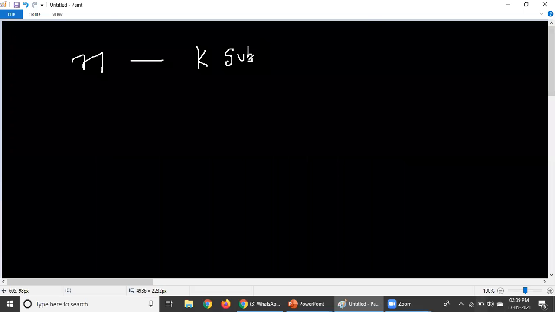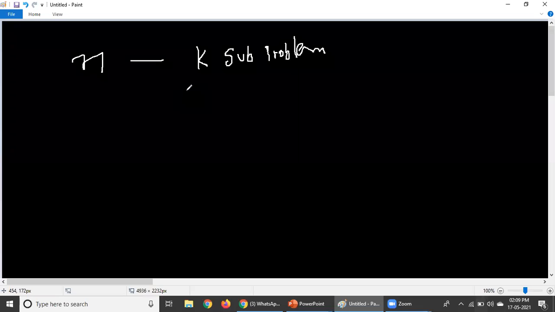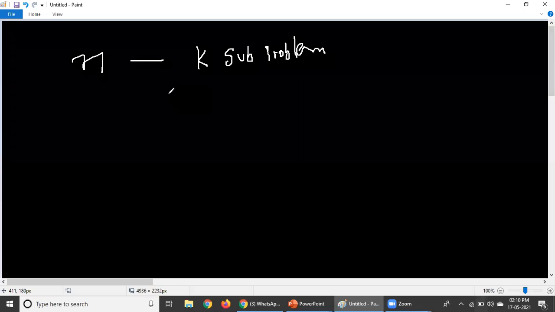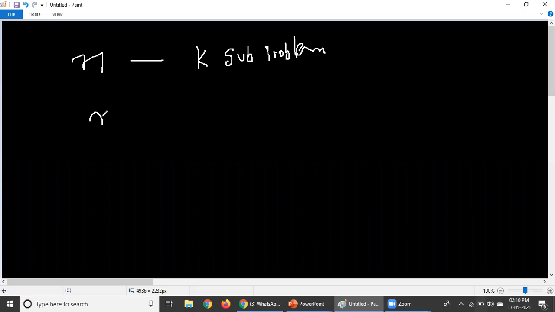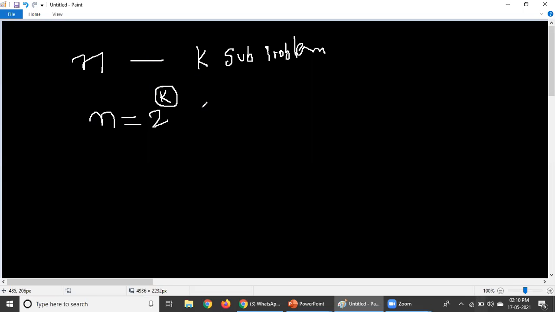If n is given to you, what does divide and conquer specify? K number of subproblems will be taken by dividing at each and every stage, and the problem will be divided exactly by half. Therefore, n will be equal to 2 power k. Then k number of subproblems are going to take place here.